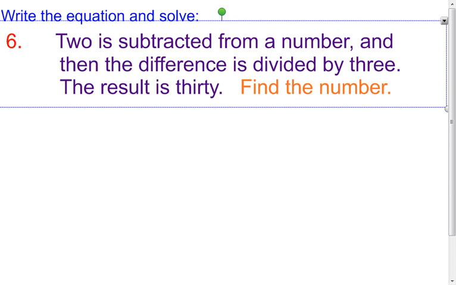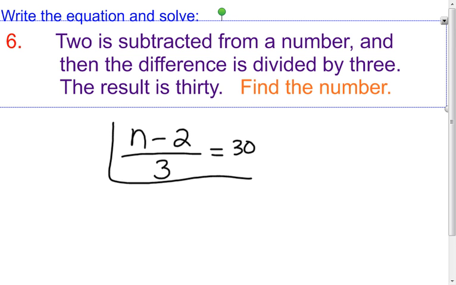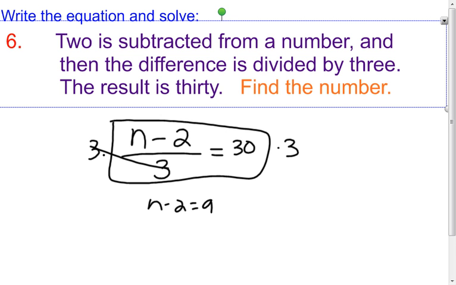All right, 2 is subtracted from a number. So I have this number, which I will subtract 2 from. Then that difference, so the whole entire difference, that whole quantity is divided by 3, and the result is 30. Okay, so there's my equation on that one. And then to solve it, I will multiply by 3. And I'll have n minus 2 equals 90. Add 2, and n would be 92.